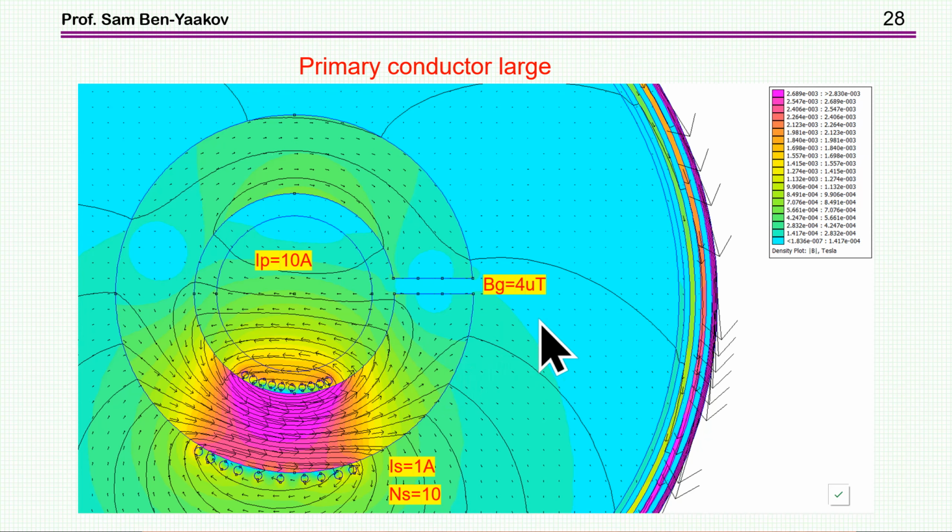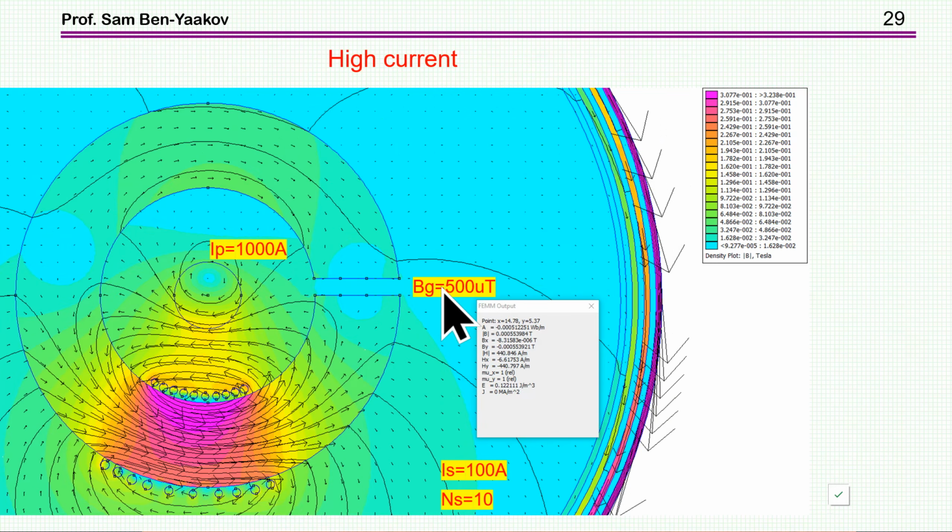So we still see 4 microtesla here, and here we see a higher magnetic flux density, but as far as detecting 0 magnetic flux density in the gap, this seems to be pretty good. Now what if we increase the current?